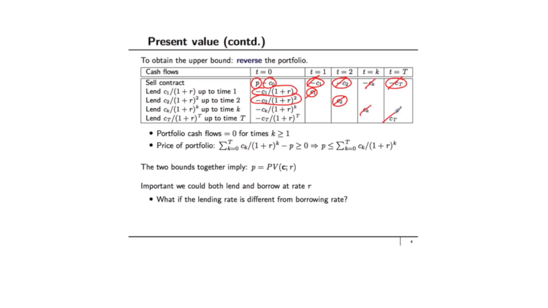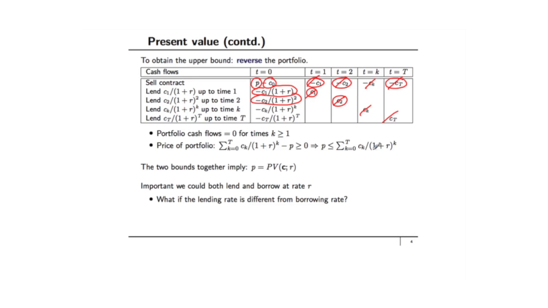And therefore, the weak arbitrage condition tells me that the price that I paid for this particular portfolio at time t equal to 0 must be greater than or equal to 0. What is the price? It's the negative of the cash flow at time t equal to 0. It's going to be the sum of k equal to 0, 1 through capital T, Ck divided by 1 plus R to the power k, minus P. And this price of the portfolio must be greater than or equal to 0, which means that P must be less than or equal to the present value.